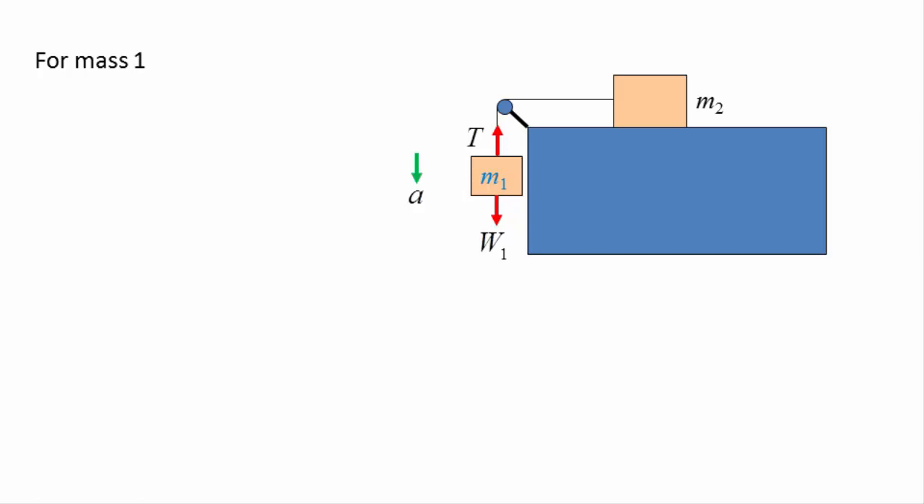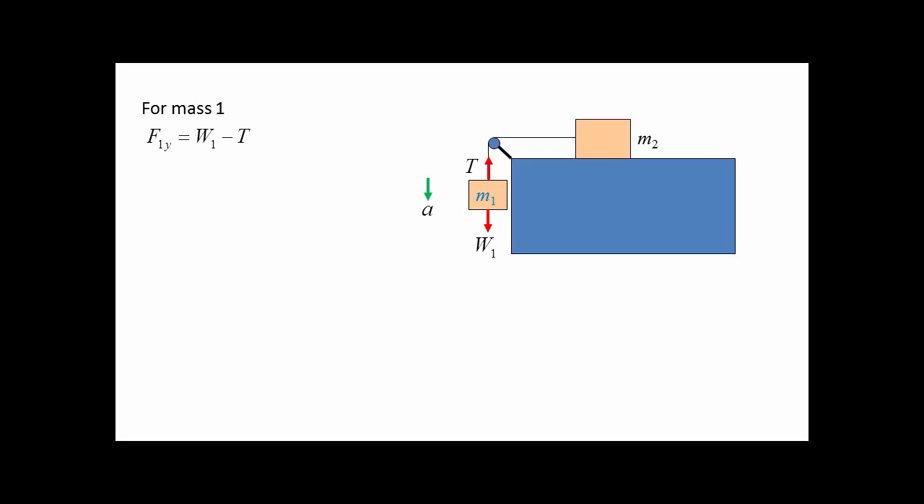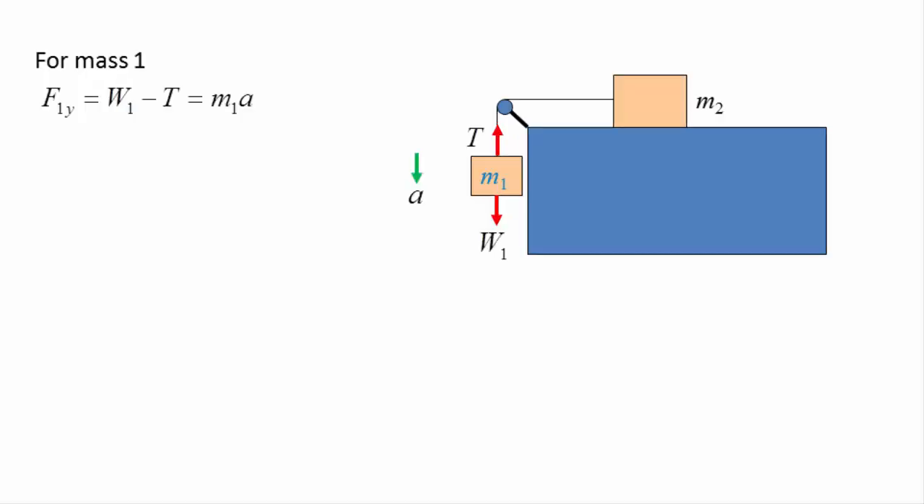This means that Newton's second law for mass 1 is written as the weight of mass 1 minus the tension. Since the two forces point in opposite directions, tension is negative with respect to weight. Of course, the net force is equal to the mass times the net acceleration in accordance to Newton's second law.